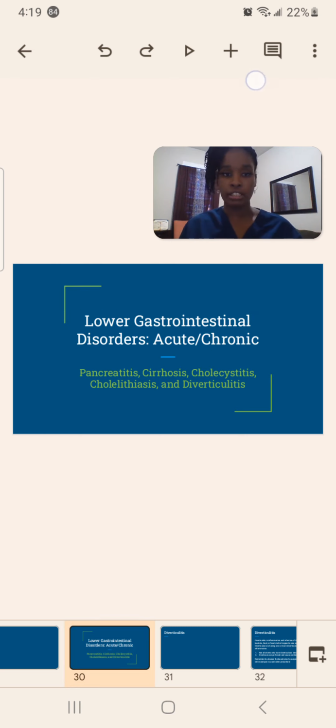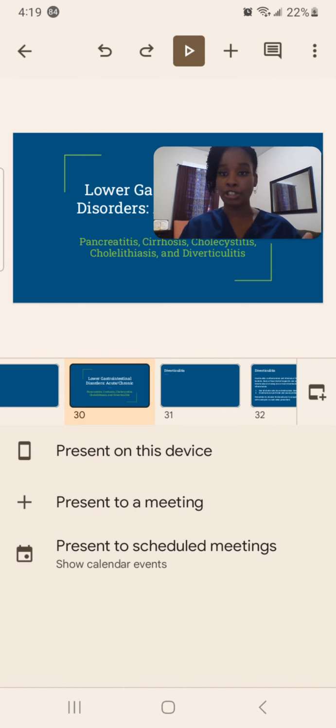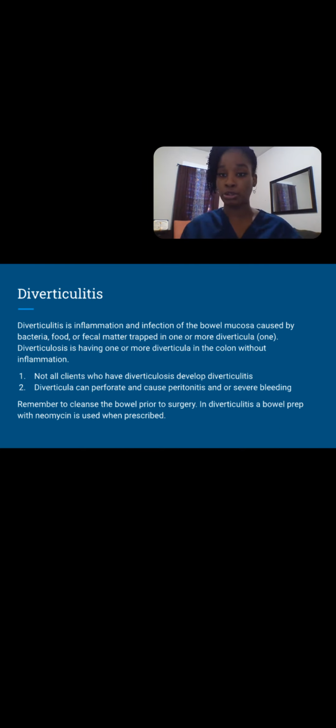This is inflammation and infection of the bowel mucosa caused by bacteria, food, and fecal matter trapped in one or more diverticuli. Diverticulosis is having one or more diverticuli in the colon without inflammation. To break that down, there are outpouchings in the colon due to pressure building when you're pushing real hard to pass stool. Food and bacteria can get trapped inside of that little pouch, and it causes infection and inflammation, and if it's severe, it can go to perforation. So let's continue with the presentation.